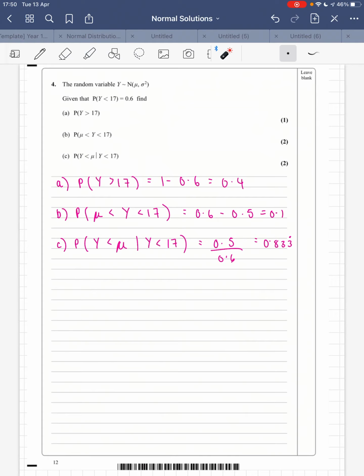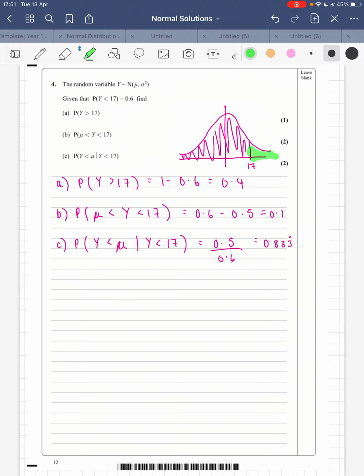The random variable y is normally distributed with mean mu and standard deviation sigma. You don't know the values of them. Given that the probability that y is less than 17 is equal to 0.6, find the probability that y is greater than 17. This is where you have to use your 1 minus trick, because there's my distribution, if the probability that it's less than 17 is 0.6, then the probability that it's greater than 17 is this side of the distribution.